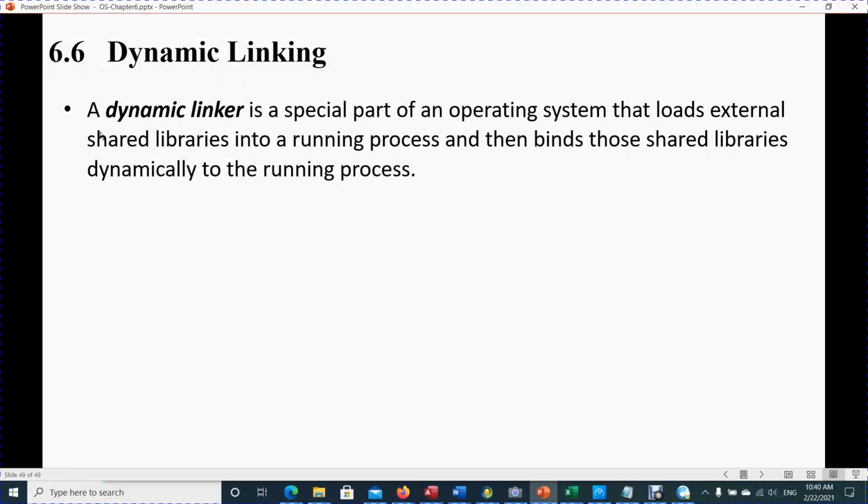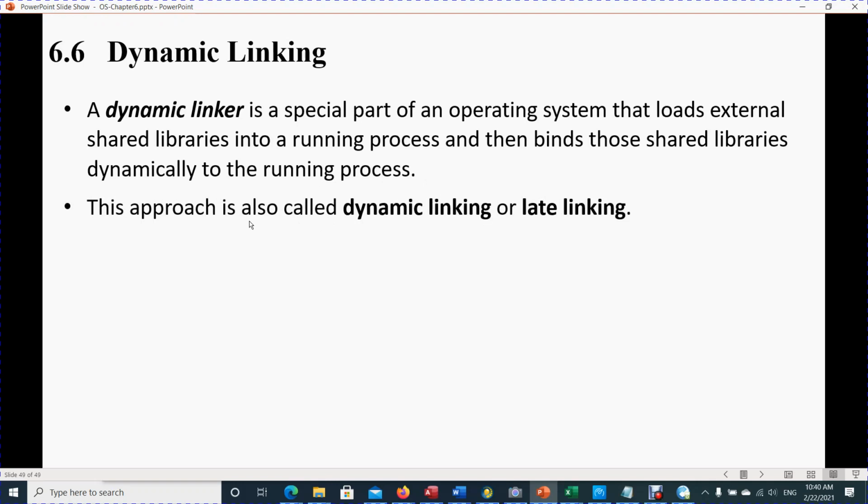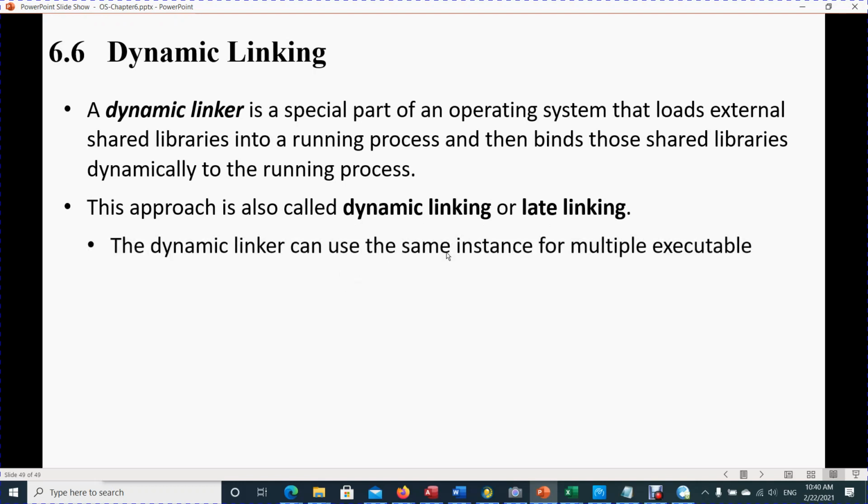A dynamic linker is a part of the operating system that loads external shared libraries into the running process and binds them dynamically into the process. It's called dynamic linking or late linking. Since you can use the same instance of the library for multiple processes, that economizes memory use.